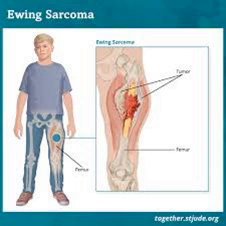For localized Ewing sarcoma, the 5-year survival rate is approximately 70 to 80%. However, if the cancer has metastasized, the 5-year survival rate drops to 15 to 30%. Early detection and aggressive treatment are crucial for improving survival rates.